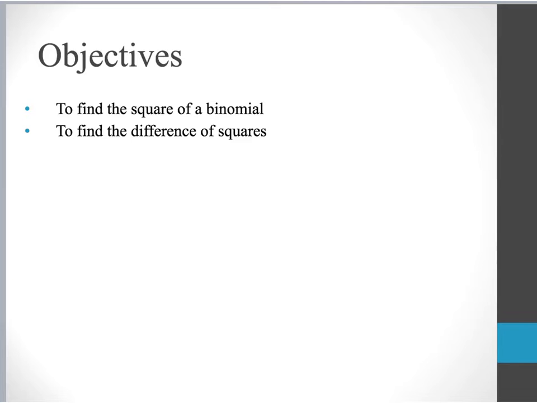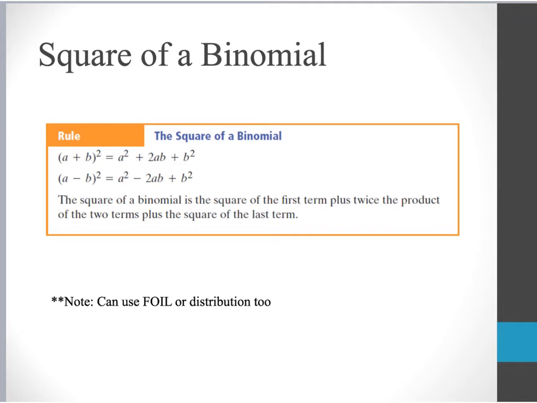As you're going to see, in the part 1 video we're going to look at finding the square of a binomial, and we'll talk about what that means here in a few moments. And in the part 2 video we're going to look at the differences of squares.